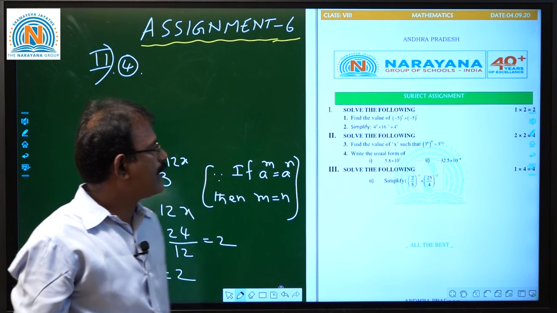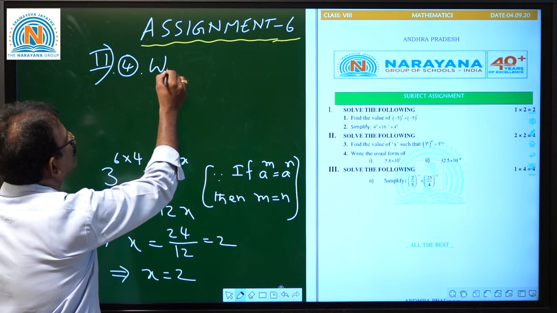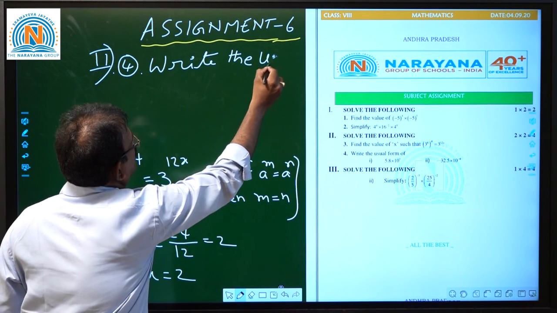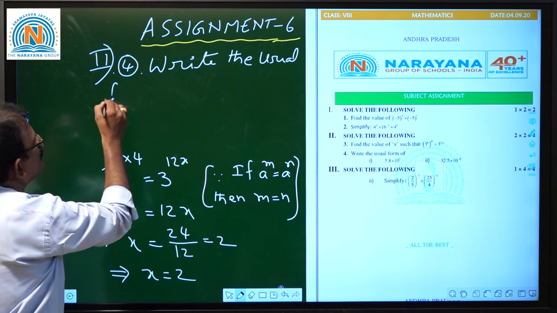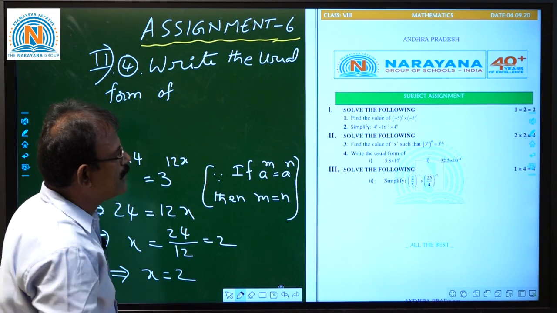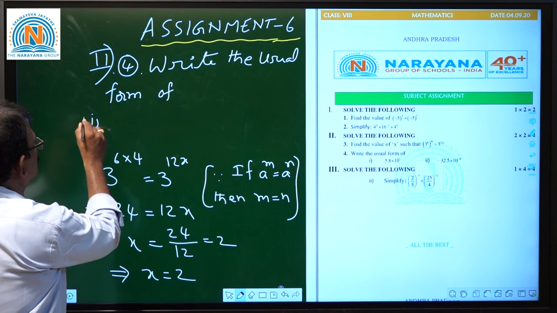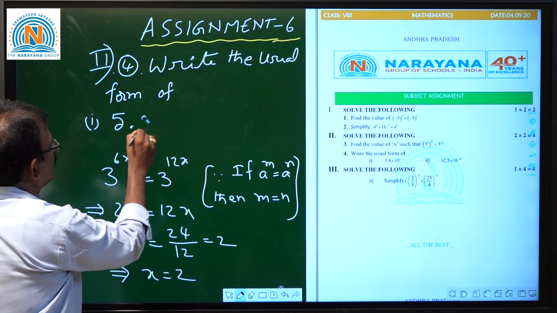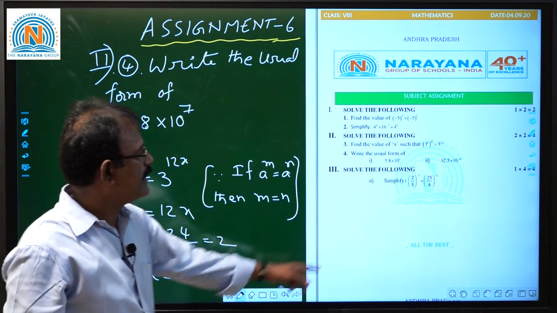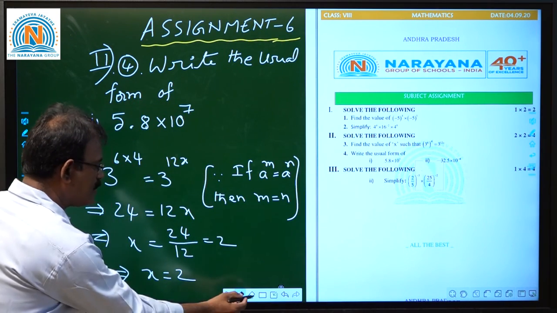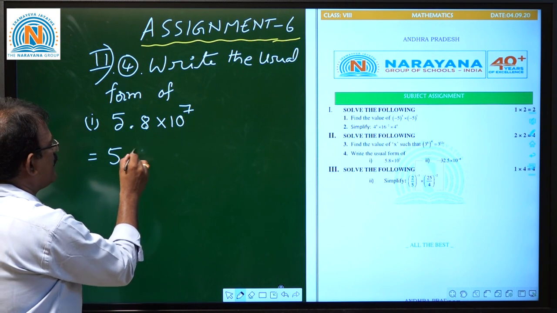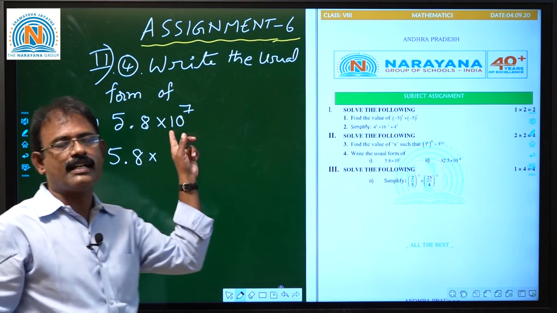Write the usual form of the first one: 5.8 into 10 power 7. See children, this is 5.8 into 10 raised 7 times, children.